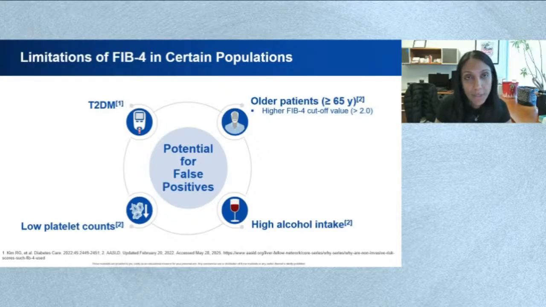And then also, because the FIB-4 score takes into account age as part of the calculation, patients with older age are going to have naturally a higher FIB-4 score.